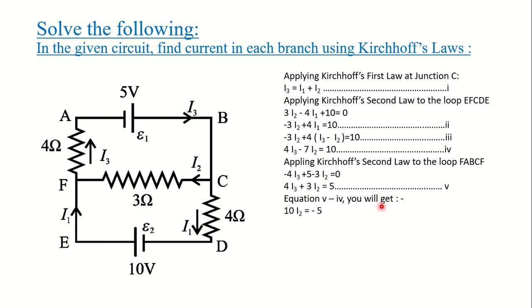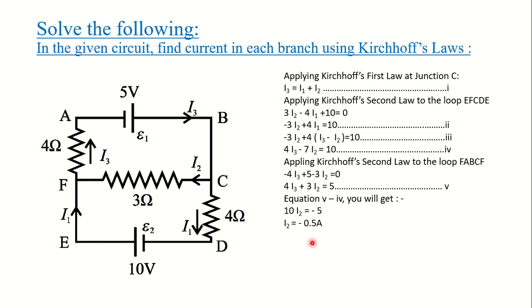Now this equation 5 minus equation 4. You can see here 4I3, here 4I3. Equation 5 minus 4, so 4 minus 4, 0. So I3 term will be cancelled. Then here you have got 3I2 minus 7I2, which comes to be 10I2. And minus 5 minus 10, which is minus 5 here. From this you will get the value of I2 to be equal to minus 0.5.